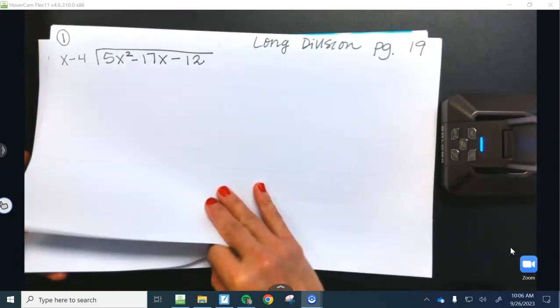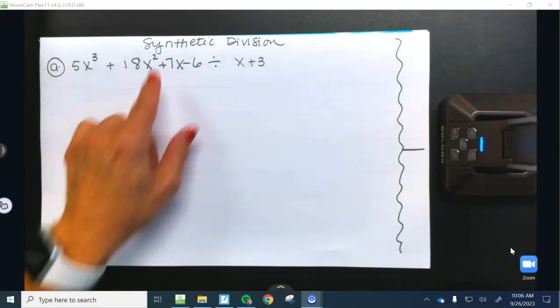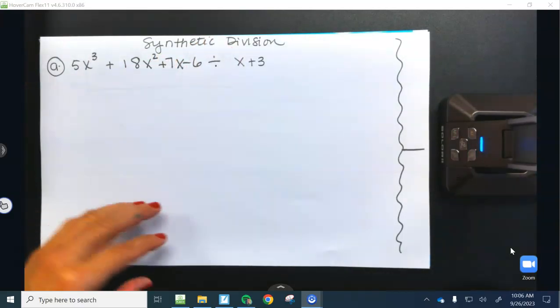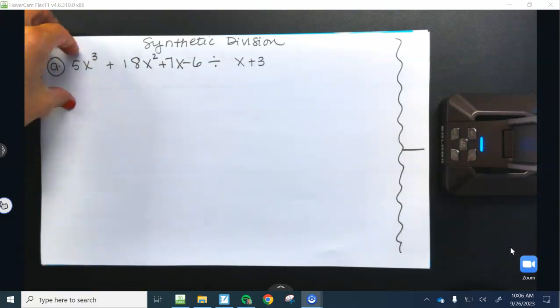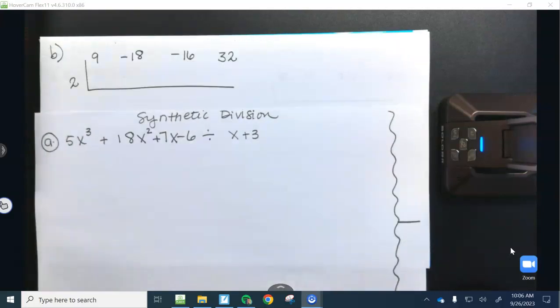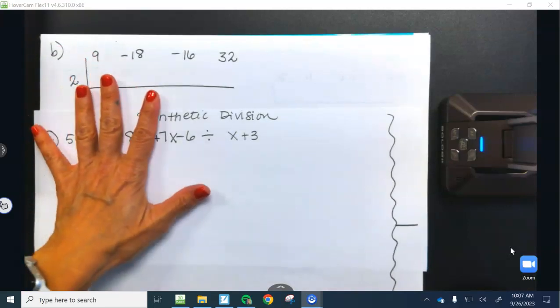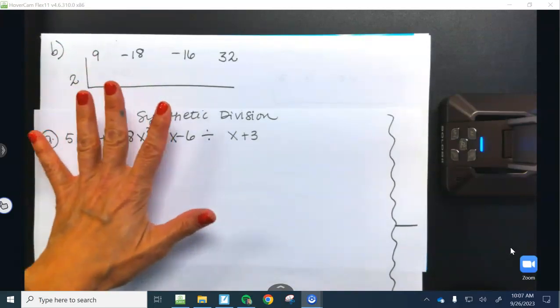Y'all, what does synthetic mean? Yeah. So we're going to do some cheat. It's not real math at all. That's on the back of the page that you're on right now. To do synthetic division, I draw an upside down division box, and then we'll just work it that way.